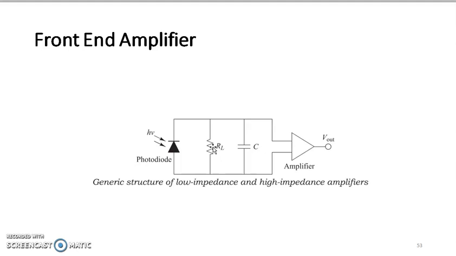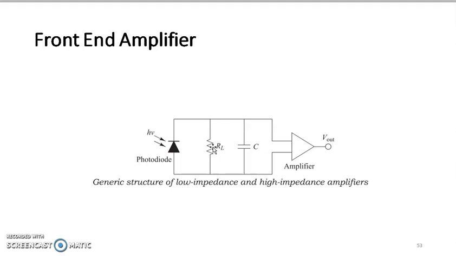But how to increase the value of RL? Because the amplifier input impedance RA is 50 ohm, that is constant. So to improve the value of RL, where RL is equal to RA parallel to RB, RA is nothing but the input impedance, and we have a bias resistance RB. To increase the value of RL, we need to increase the RB value. So that's why we are getting the high impedance amplifier.